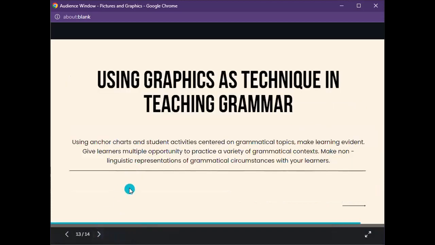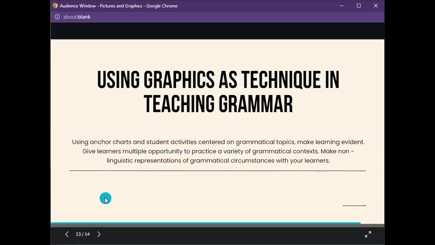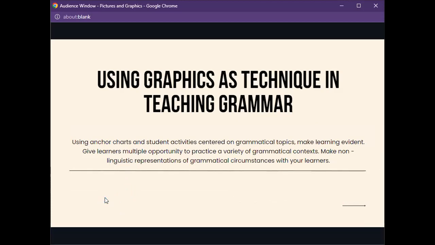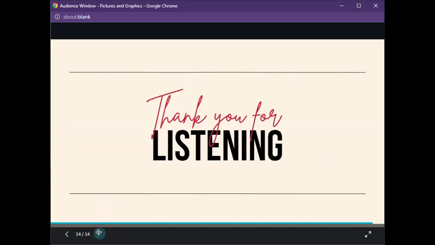So using graphics as a technique in teaching grammar, using anchor charts and student activities centered on grammatical topics makes learning evident, giving learners multiple opportunities to practice a variety of grammatical contexts, and make non-linguistic representations of grammatical circumstances with your learners.